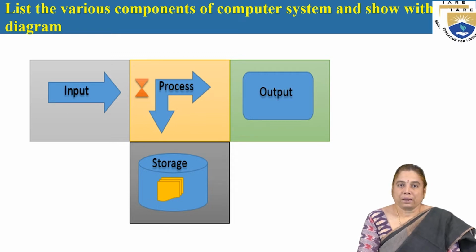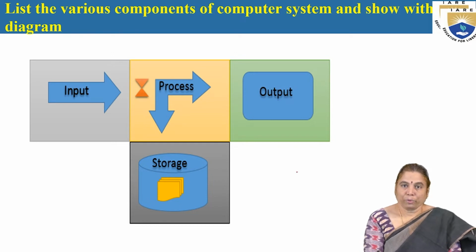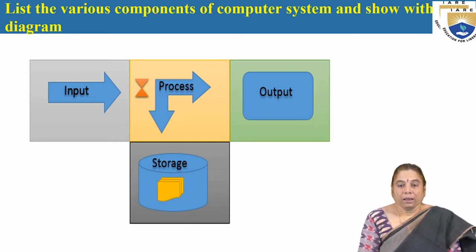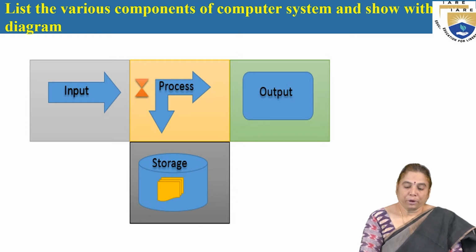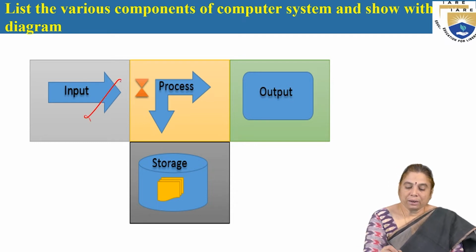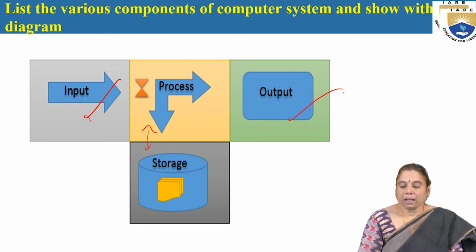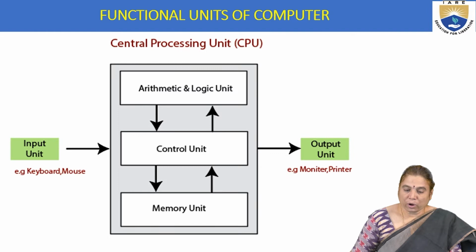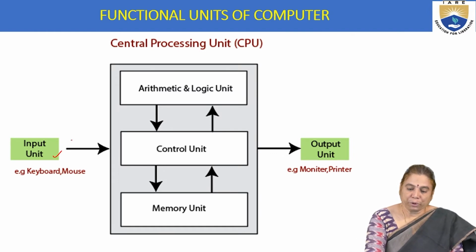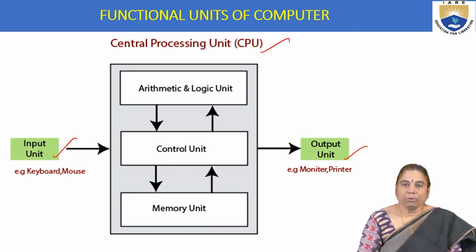So from the definition, majorly 3 operations can be done with the computer. One is the input, second is the process, third is the output. To support these 3 operations, 3 functional units are constructed in the computer. Process operation can be accomplished with the storage operation. The functional units employed in the computer are the input unit, central processing unit, and output unit.